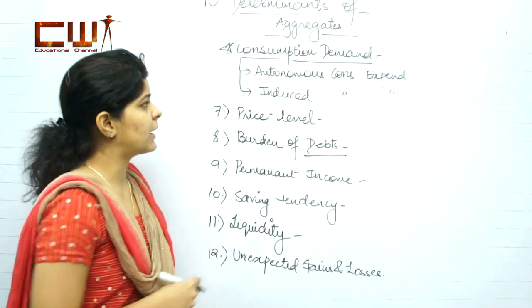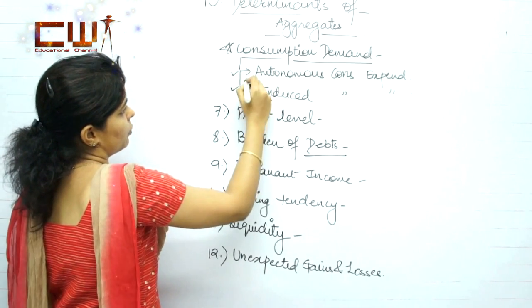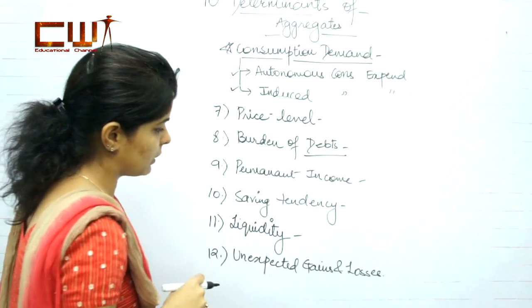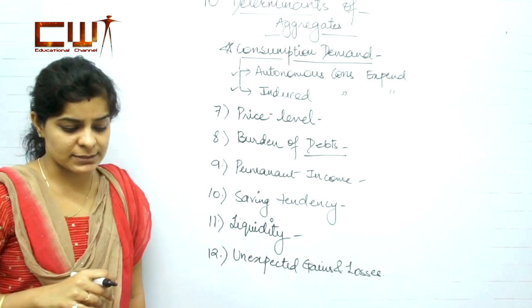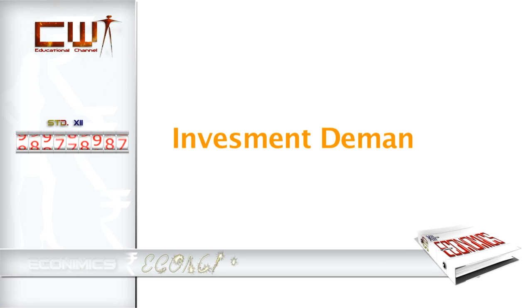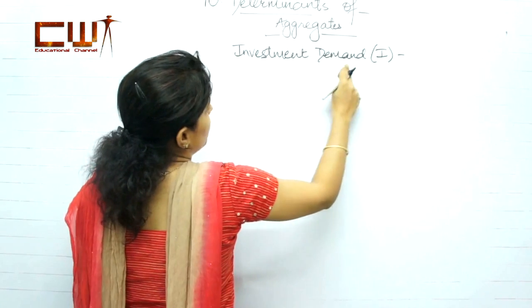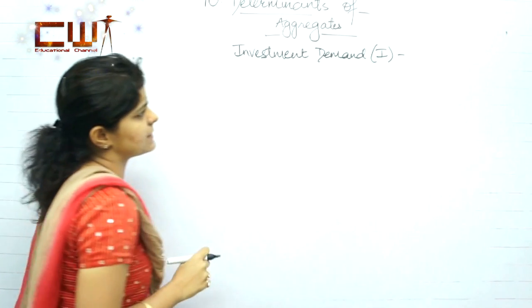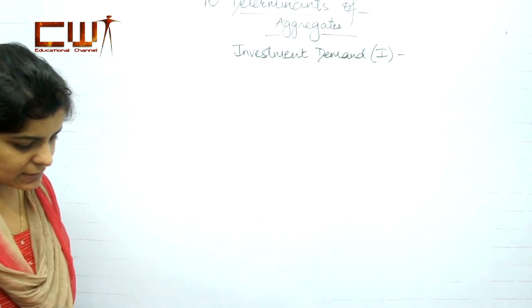So this was the consumption demand. We studied two types, then we studied the 12 determinants of the consumption expenditure or consumption demand. Next we will study the investment demand. This is referred to as I. Consumption expenditure or consumption demand was referred to as C and investment demand is referred to as I.